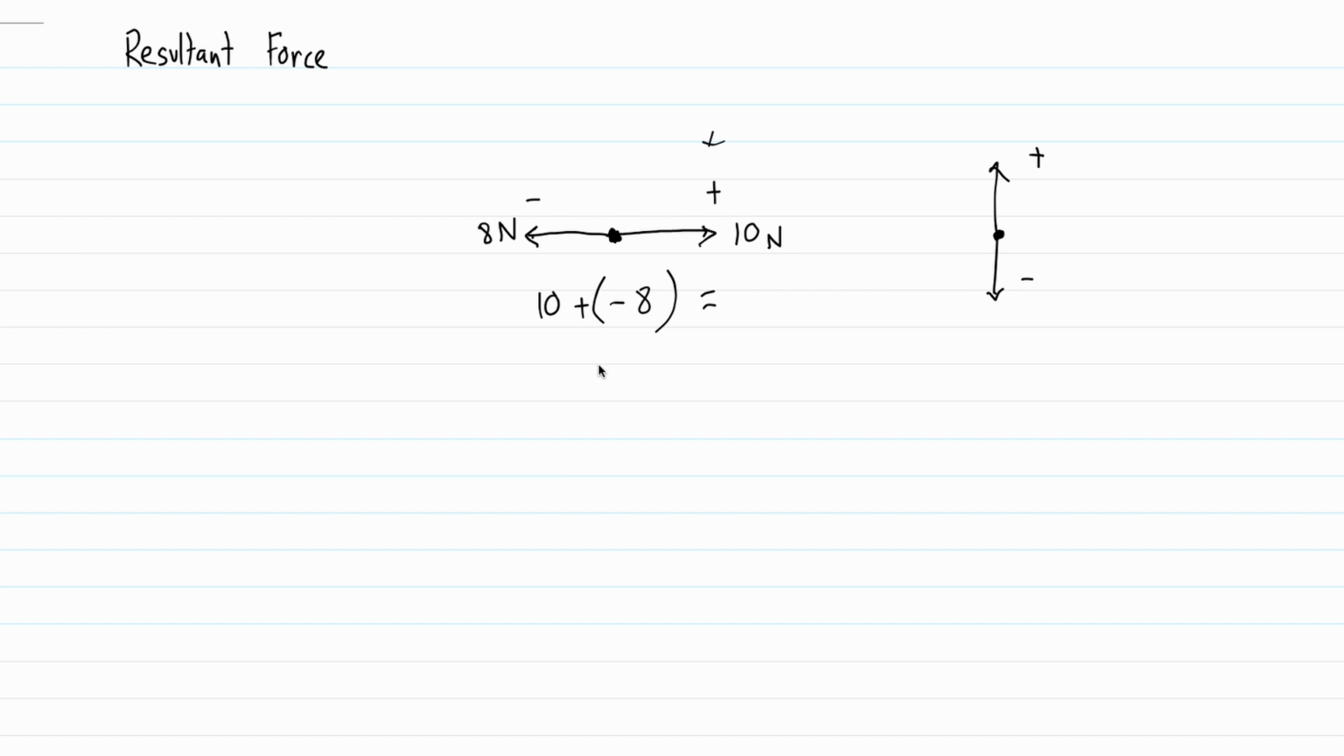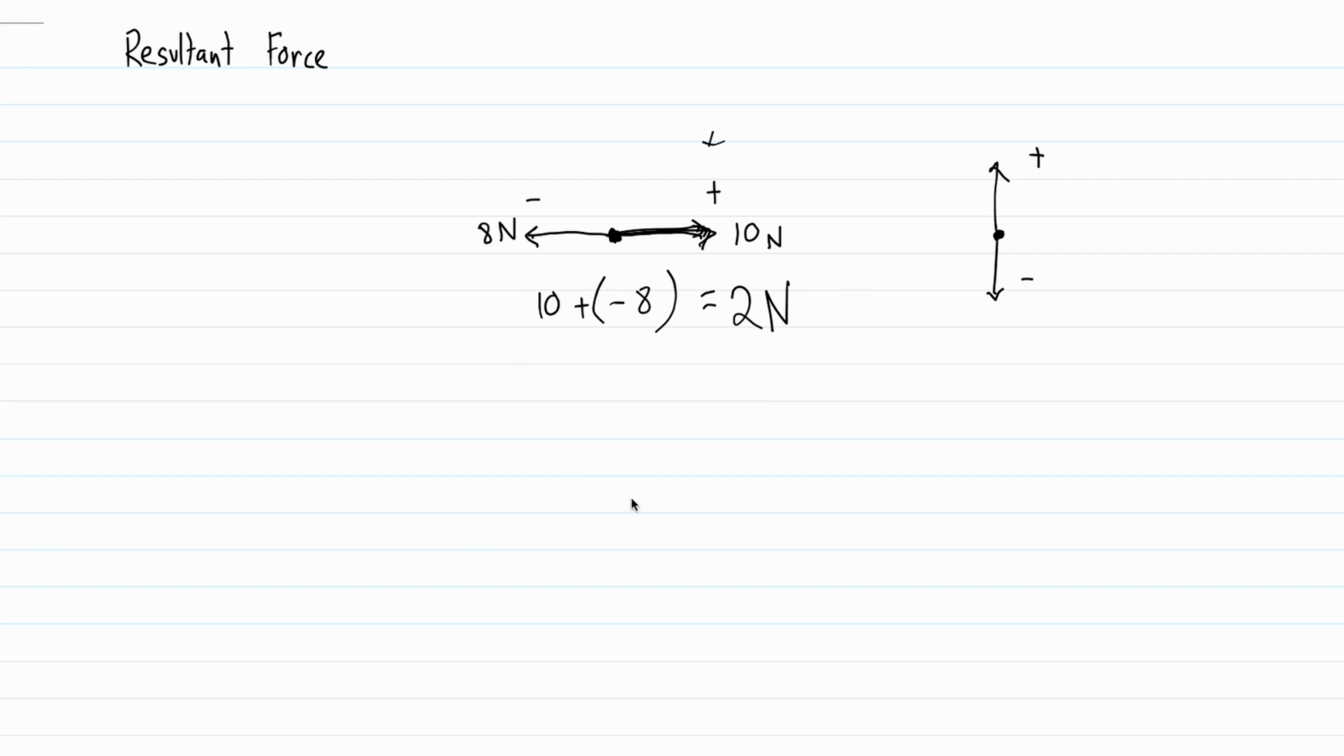And just doing some basic mathematics, we find that the resultant force is 2 Newton. 2 Newton positive, meaning that it will go towards the right side. So mathematically it shows that it goes to the right. Logically you know that 10 Newton is more than 8 Newton, so it will go to the right as well.